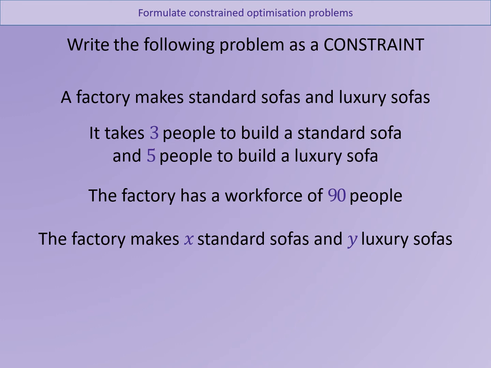So this time we need to take 3 times the number of standard sofas, which is 3x, and 5 times the number of luxury sofas, 5y. That will give us a total number of people required in the workforce. And because 90 is the maximum number of people that can be used, the inequality is 3x plus 5y is less than or equal to 90.